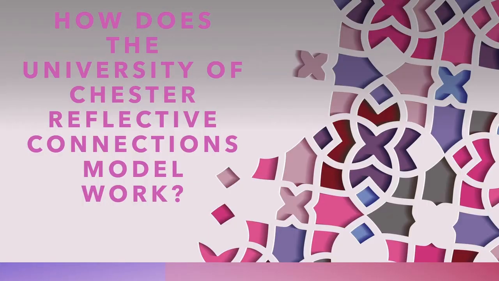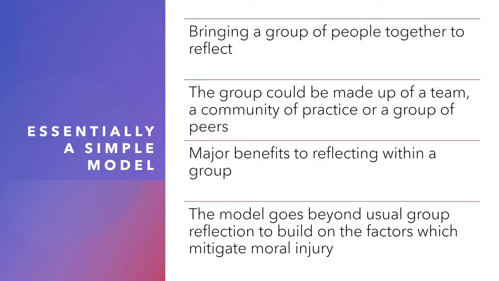So we know a little of the story behind the development of the model, and we know that it seeks to address issues around moral injury, but what exactly is the model and how do we do it? Essentially, it's a really simple model. I often find actually the most simple models are usually the most powerful, but this is really all about bringing a group of people together so that they can reflect together.